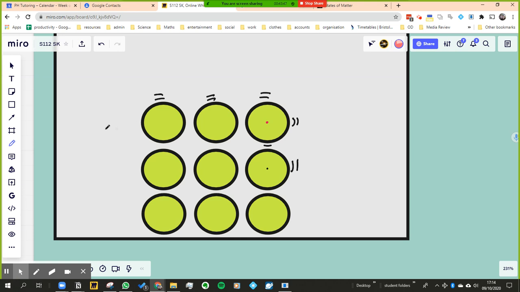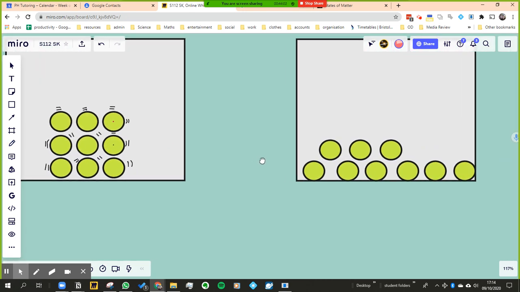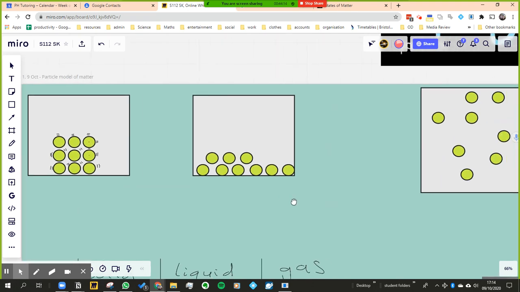Now, what we haven't talked about yet is how solids, liquids and gases behave when you heat them up. We know that when we heat up a solid, it's going to melt, but it doesn't melt immediately, does it? There is something that happens between going from a solid to a liquid. We're going to talk about that next, but let's just summarize what we've talked about so far.